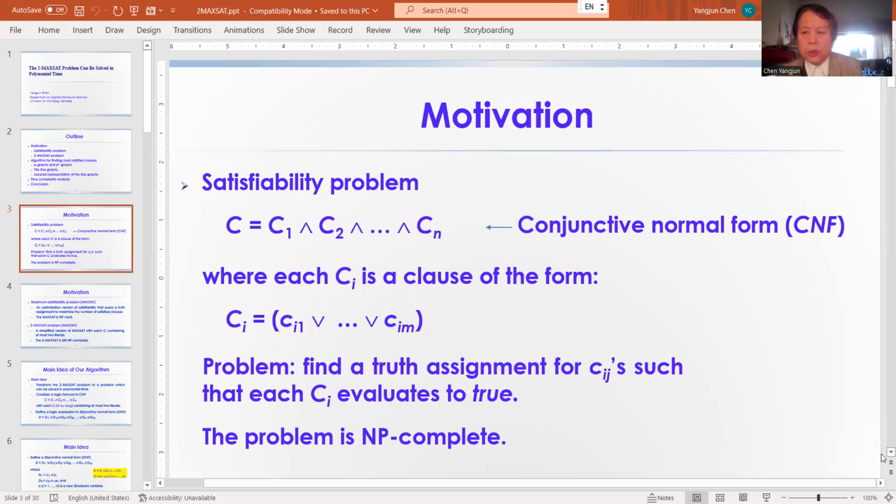First, the motivation of this work. For this, I show you the satisfiability problem. For this problem, we are given a logical formula in the conjunctive normal form like this, where each Ci is a clause which contains a set of literals. The problem is to find a truth assignment for all the variables, such that each Ci evaluates to true. This problem is NP complete.